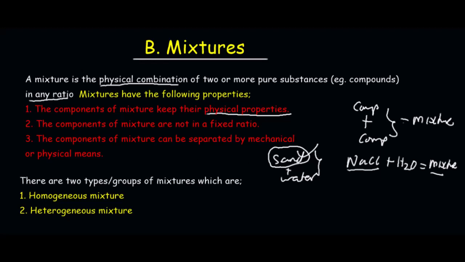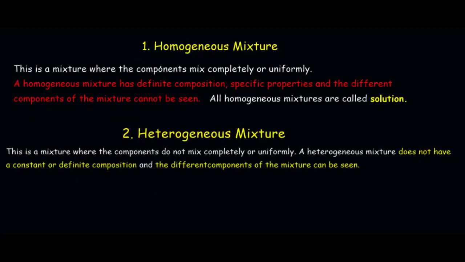Now, there are two types or groups of mixtures. We have what we call homogeneous mixture, and heterogeneous mixture. Now, what is a homogeneous mixture? Now, the prefix homo simply means same or uniform. All right? So this is the same as a uniform mixture. A homogeneous mixture is the same as a uniform mixture.